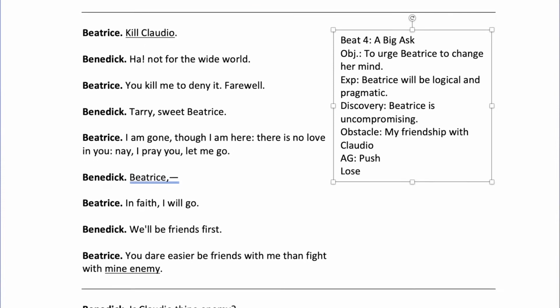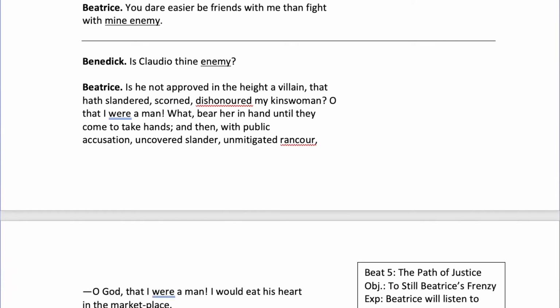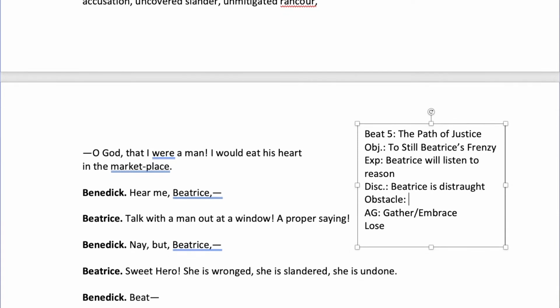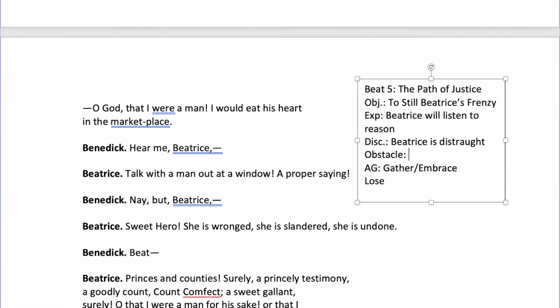Moving on to beat 5, which is "Claudio thine enemy?" and goes to "use it for my love some other way than swearing by it." I call this the path of justice. The objective is to still Beatrice's frenzy, to calm her down. My obstacle is Beatrice's frenzy. That's pretty easy: Beatrice is really upset, I want to calm her down, and the obstacle is that she's upset.